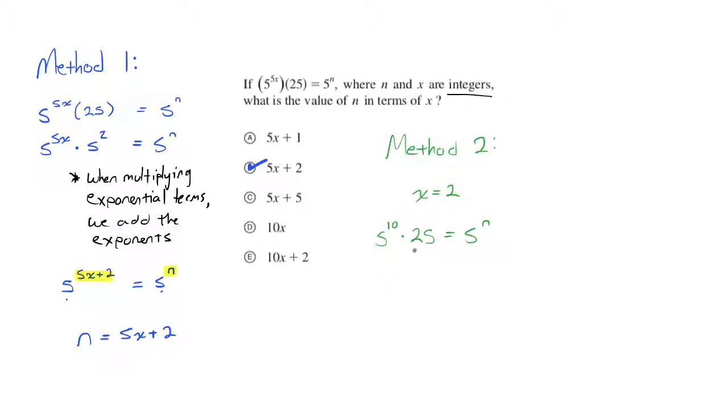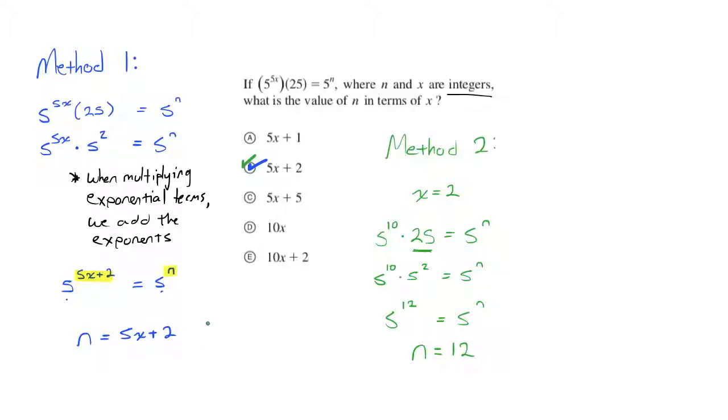We still have to use the same trick we used before. We need to express this as 5 squared. And also using tricks from before, also using the laws of exponents, we can conclude that this is 5 to the 12th power. 5 to the 12th power equals 5 to the n. Therefore, we can conclude in this case we made up that n equals 12. Okay, which of these is 12 when x is equal to 2? And that would be this one, right? So 5 times 2 plus 2 is 10 plus 2, and that's 12. So we're right by that method as well.